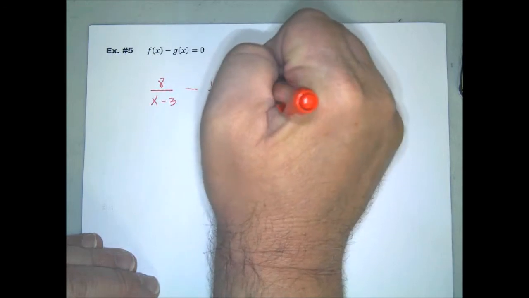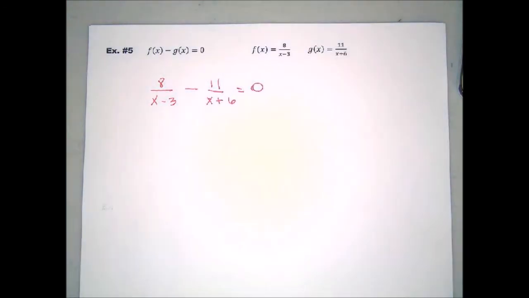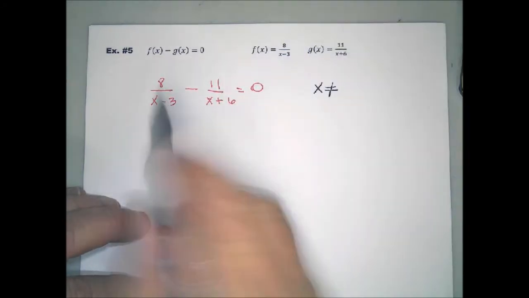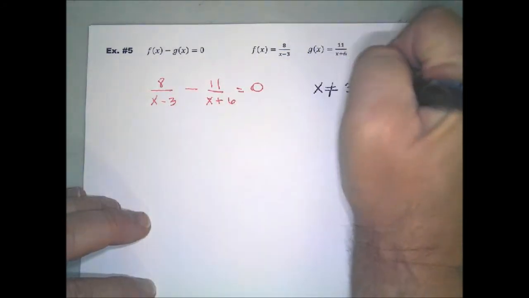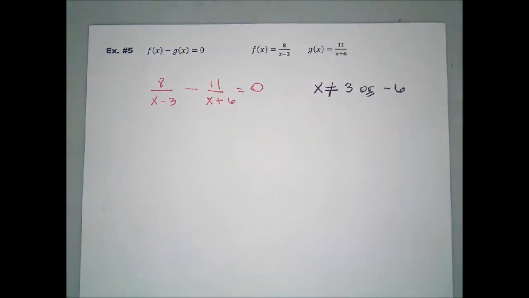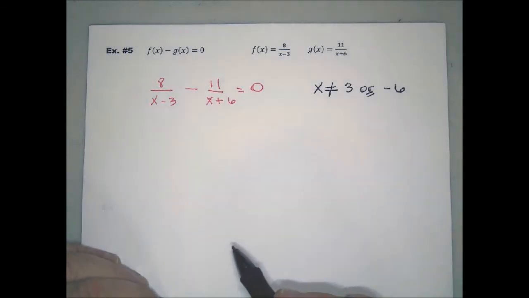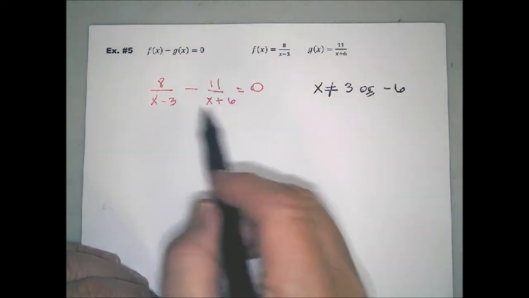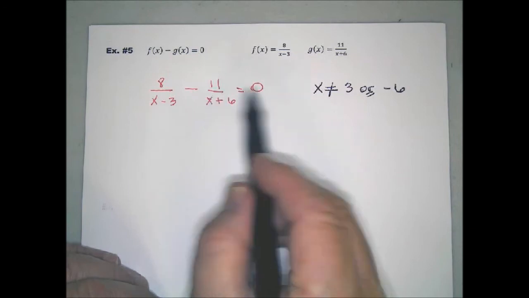and the problem says f of x minus g of x equals 0. Now the first thing, let's figure out what those excluded values are. X cannot be either positive 3 or negative 6. So there's my excluded values. Now there's an easy way to do this and the hard way, and let's make sure we take the easy way. All I have to do is take this minus 11 over x plus 6 and move it to the other side.